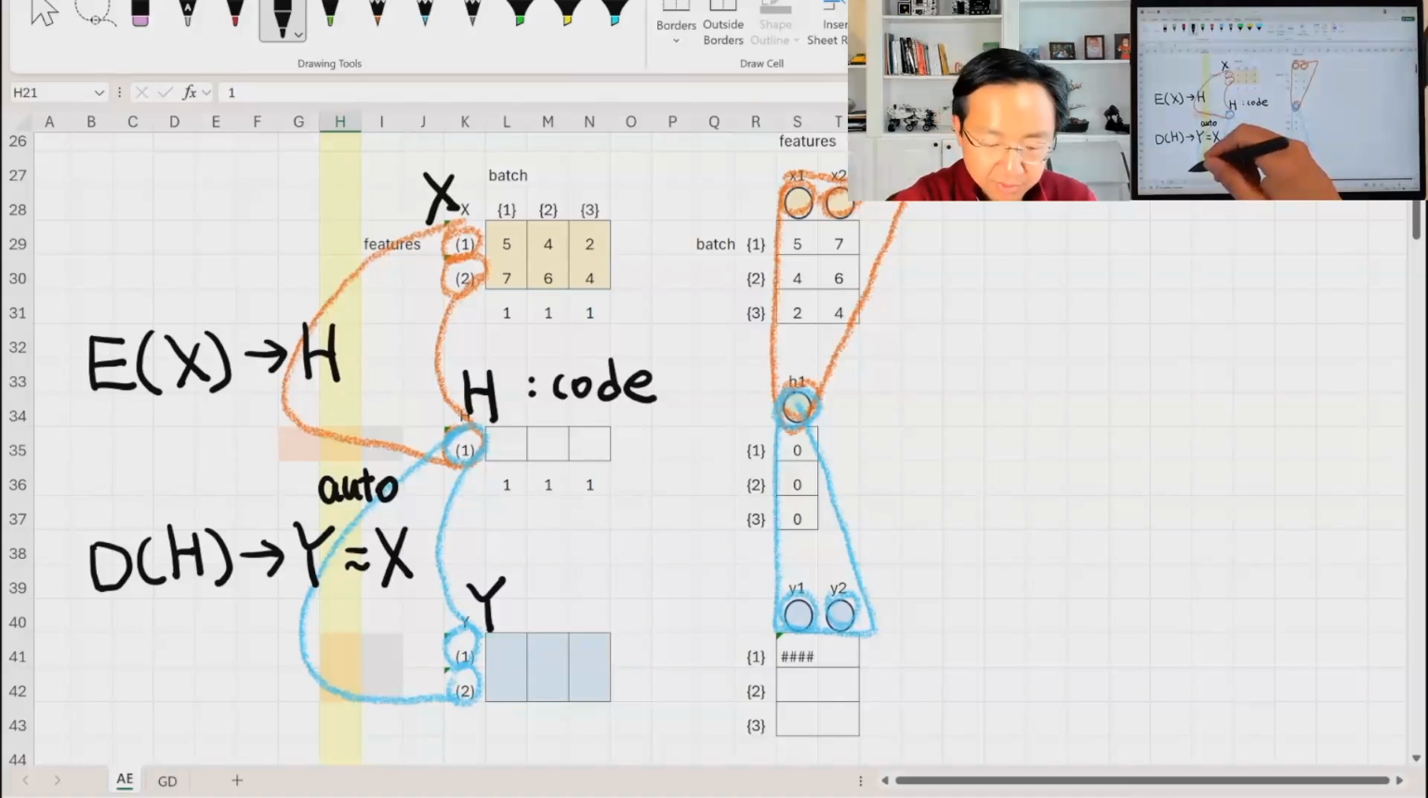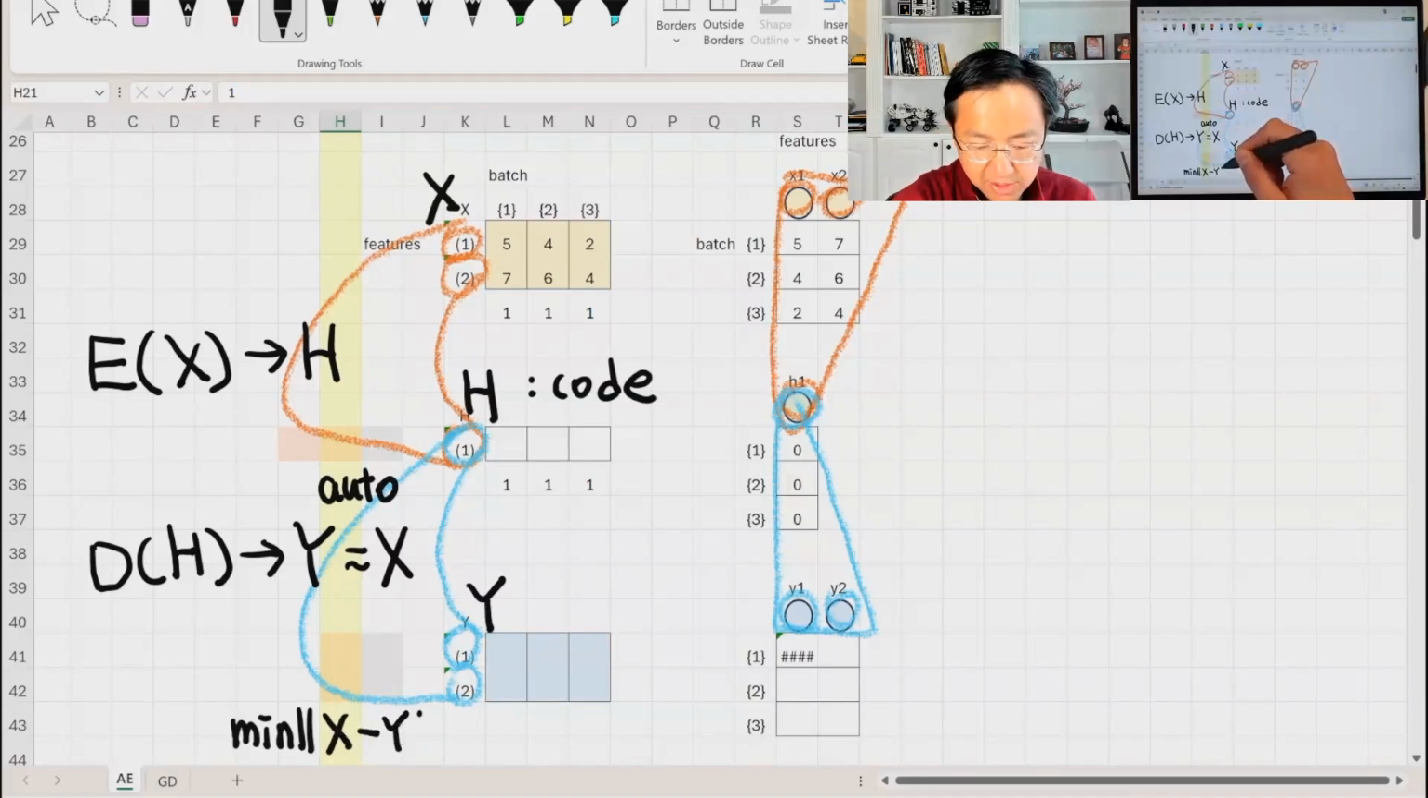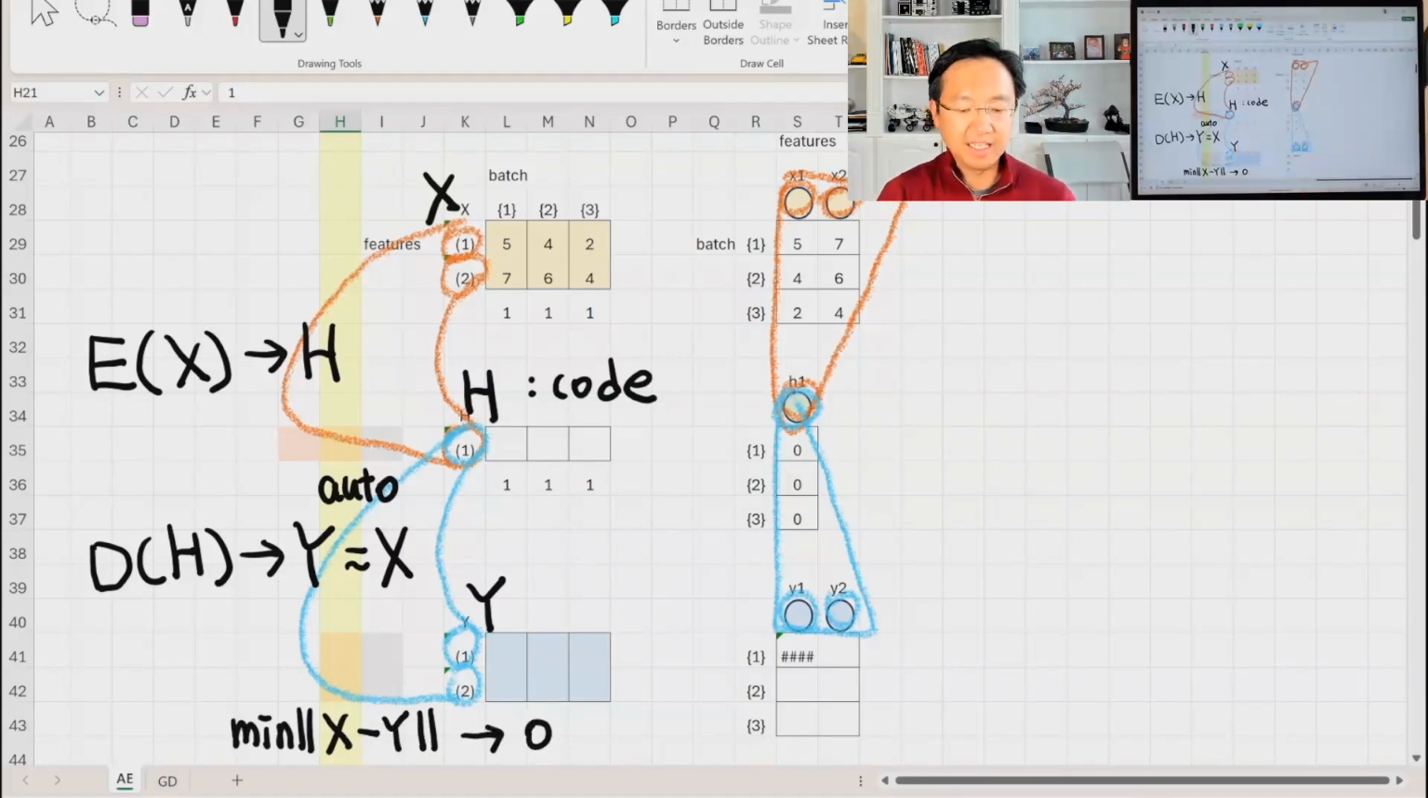Okay, and then we will write the objective function for it. We want to minimize the distance between X, my input, and Y, my reconstructed signal, to be very small. Eventually it should reach 0 when they are identical. So that is the mathematical interpretation of this.